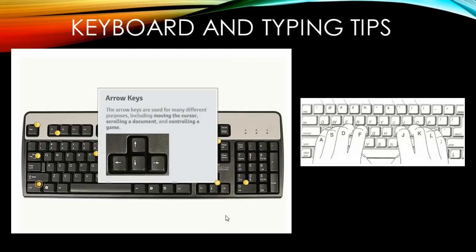Your arrow keys are used for many different purposes, including moving the cursor, scrolling a document, and controlling a game. So if you're playing a game online and you need to be able to move up and down and get your people around, that's what your arrows would be good for. If you're noticing grammar errors, spelling errors, or anything like that in documents that you're typing, you can use that arrow key to get you right to the location, and then you'd be able to fix those issues.